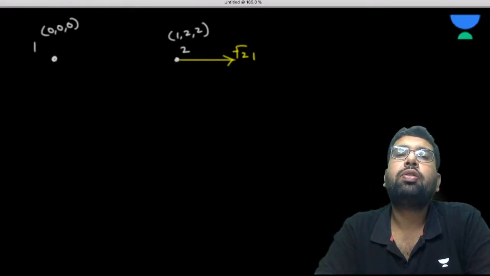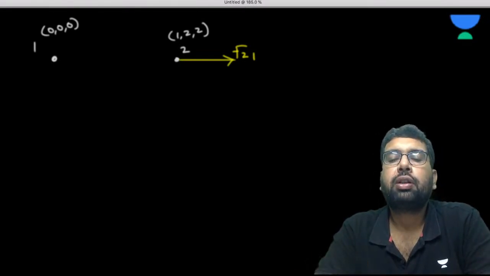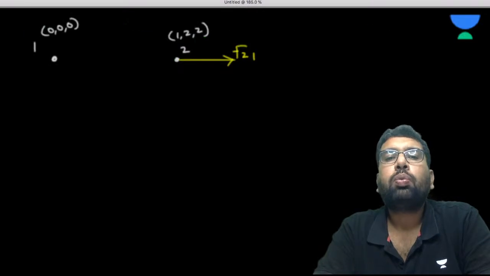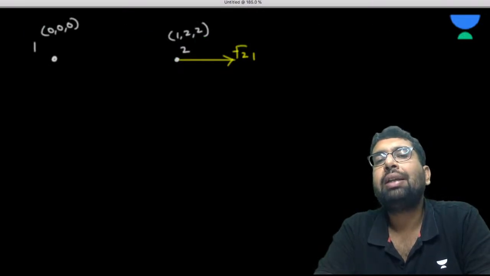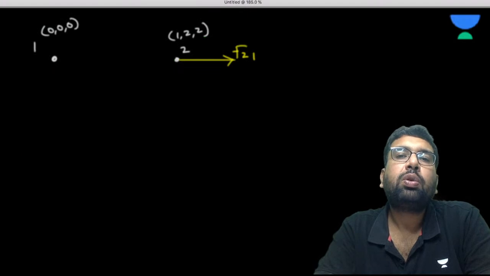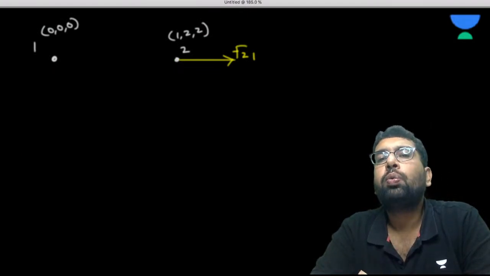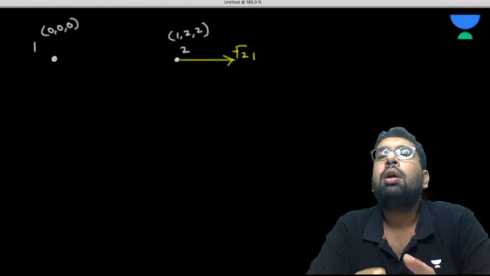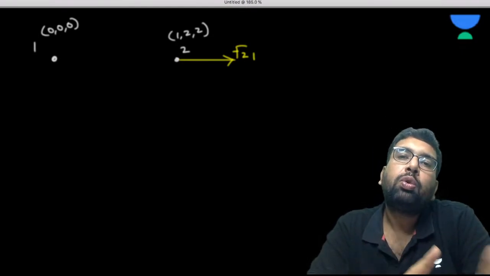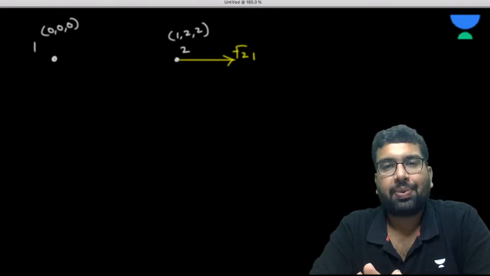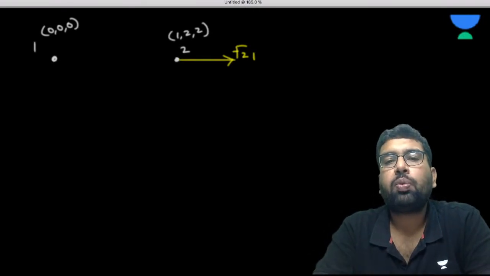So there are two charges. One position is this, another position is this. Now F21, what does that mean? It means that this is the force on 2 due to 1. This is how we are writing the force. So when we write F21, by default the notation means the force on 2 because of 1. Are you getting my point? So this is going to be F21.